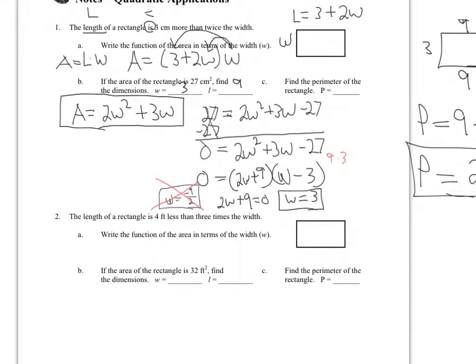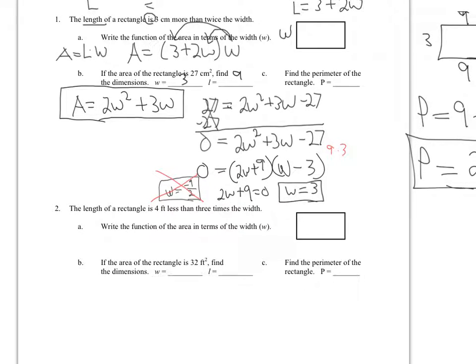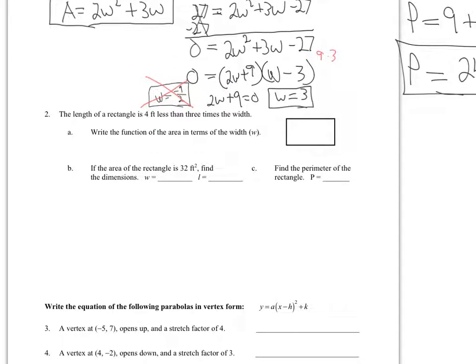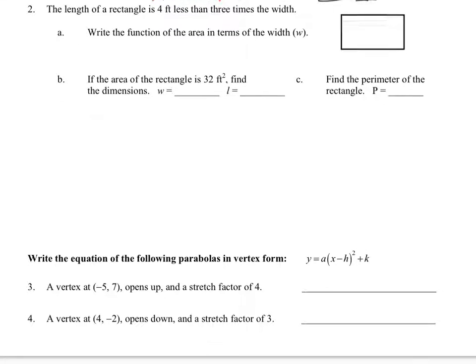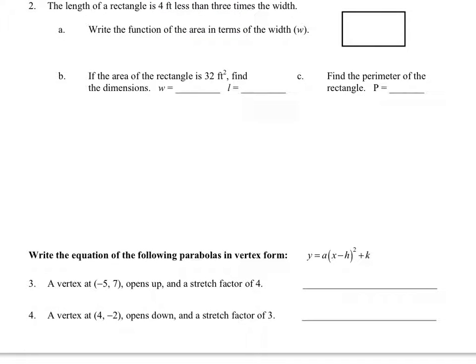Okay, quadratic applications. Number 2 is very, very similar to number 1. The only thing I'm going to do for number 2 is just set it up, looking here at the top. The length of the rectangle is 4 feet less than... this is tricky. Be careful when you write this as the length. This is saying that the length is 4 feet less than 3 times the width.